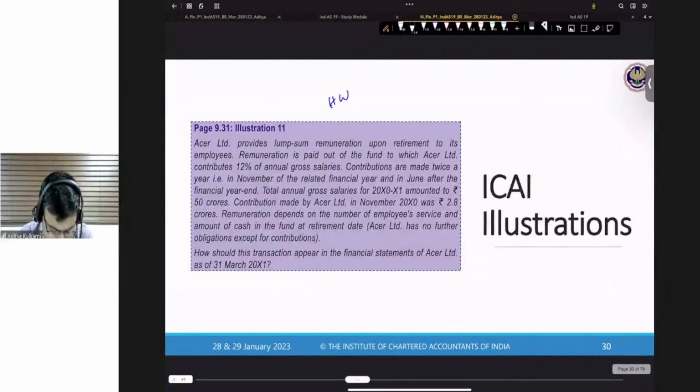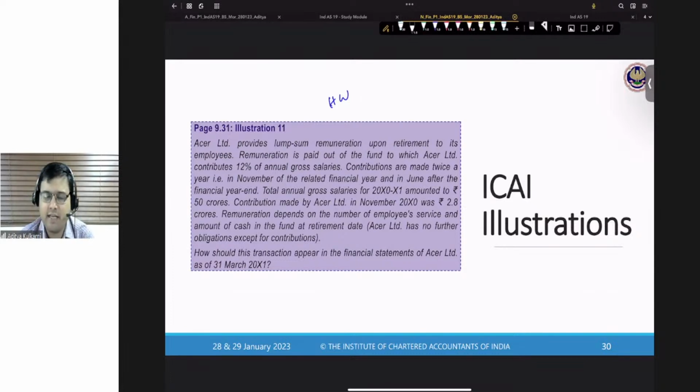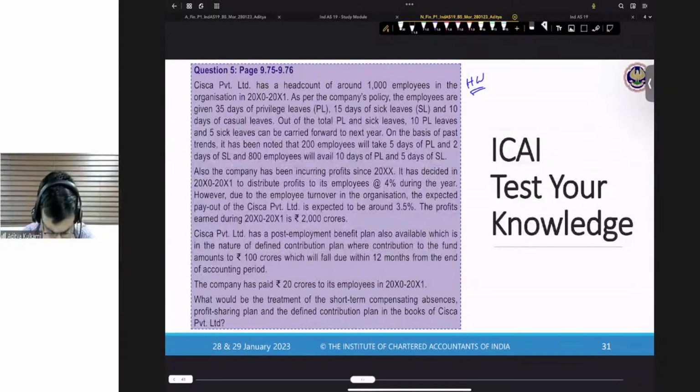Okay, so I hope that you did illustration 11 also. It's a very simple question. Basically, total annual gross salary is 50 crores. 12% of the gross salary means your contribution should have been 6 crores. You have paid 2.8, so the balance 3.2 will remain as a current liability in your financial statements. Okay, have you understood so much?